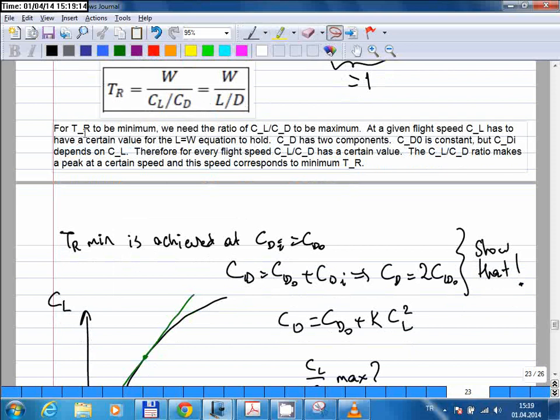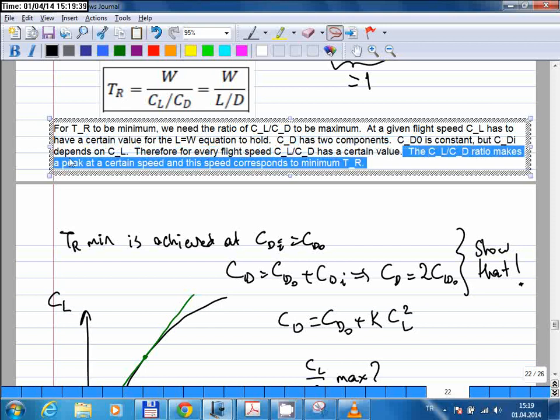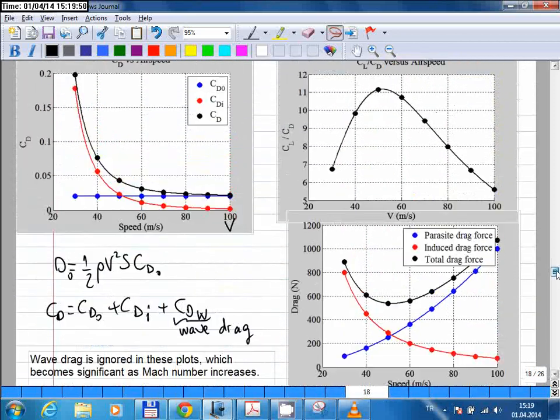Let me read through here first. For required thrust to be minimum, we need the ratio of CL over CD to be maximum. At a given flight speed, CL has to have a certain value for the L over W equation to hold, and CD has two components. CD0 is constant, but CDI depends on CL. Therefore, for every flight speed, CL over CD has a certain value, and the CL over CD ratio makes a peak at a certain speed, and this speed corresponds to minimum TR. In fact, if you remember the previous example, that's what we saw already.